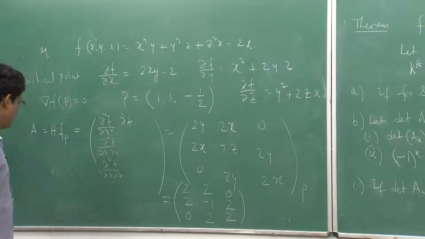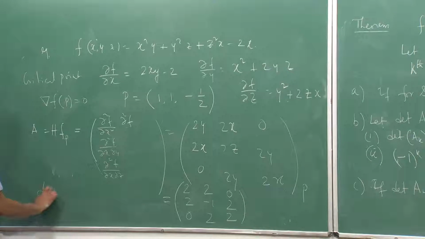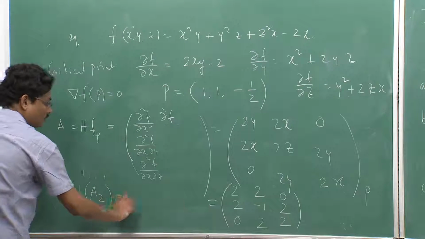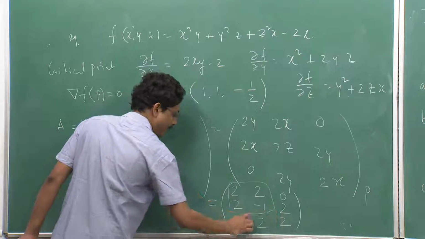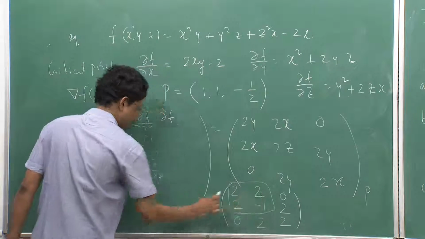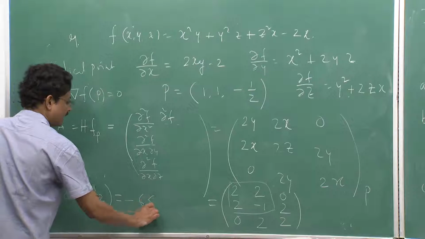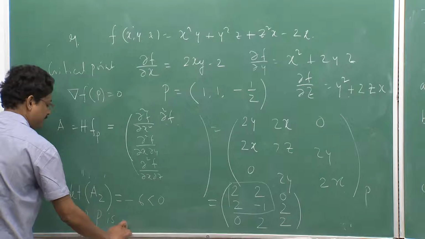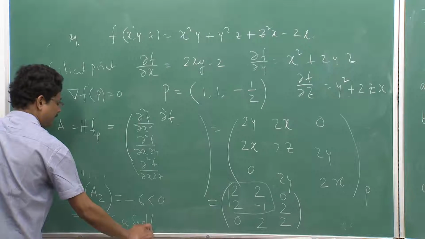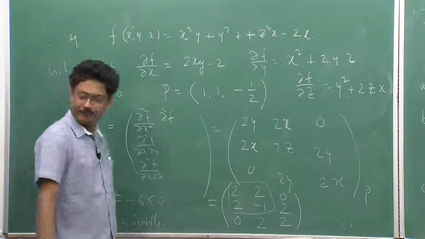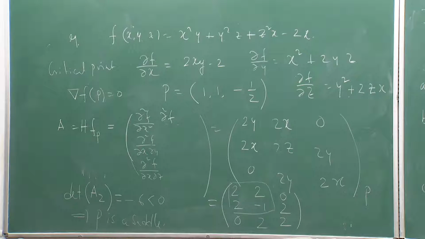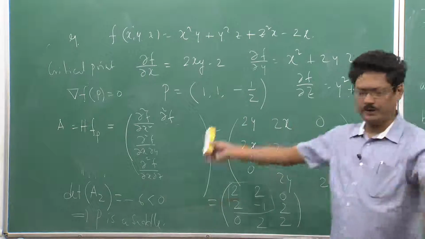And you see the determinant of A2, which is this part, is -2 minus 6, that is -6, less than 0. So, p is a saddle. Okay. So, I do not have to check for Q and all those things. Check the calculation carefully, but okay.